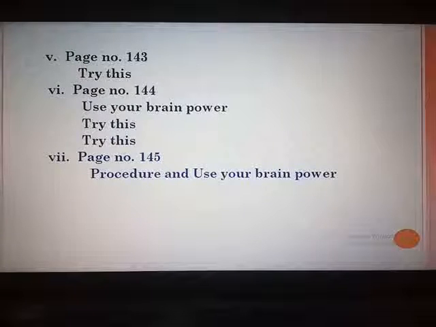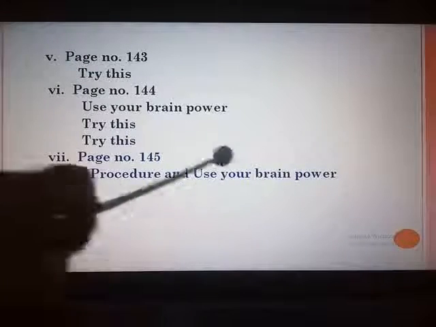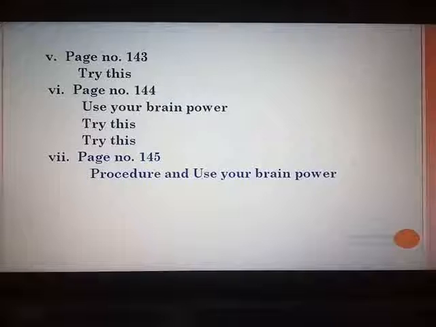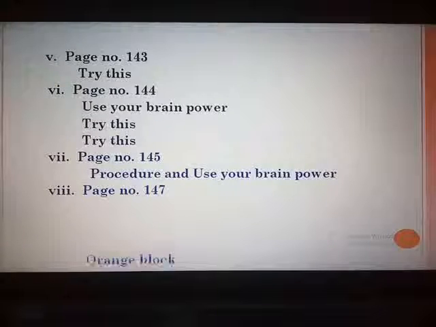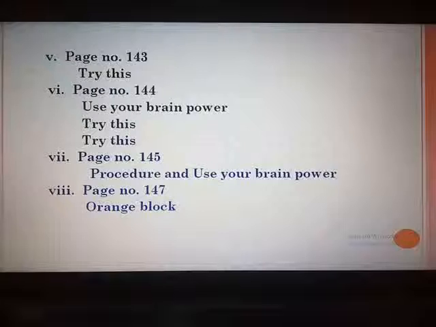On the same page, very last line of that page, use your brain power activities there. Page number 145, use your brain power activities there. Very last line, that also you have to remove. Turn your page. Page number 146, there is no reduction. Page number 147, towards the end of the page, you have a very small orange colored block about methane gas. It was discovered by the Italian scientist Alessandro Volta. That block you have to remove.